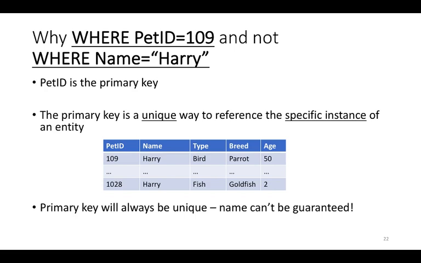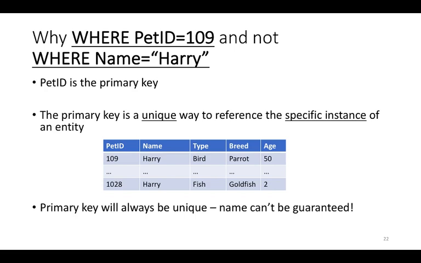So you'll remember that a primary key is a unique way to reference the specific instance of an entity. We have lots of pets. We can have several pets called Harry, just to be really confusing. But we'll only ever have one pet with an ID of 109. We'll only ever have one staff member with a staff number of mine, only ever have one student with your student number, but we might have other staff members called David Cutting, Bob Smith, or whatever.